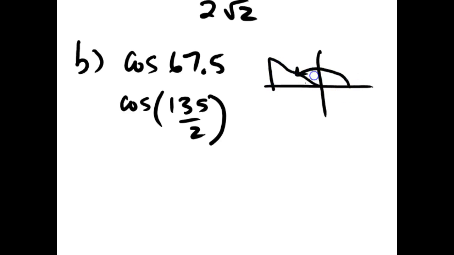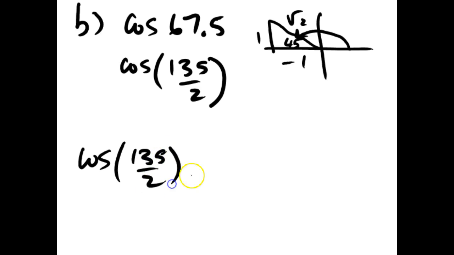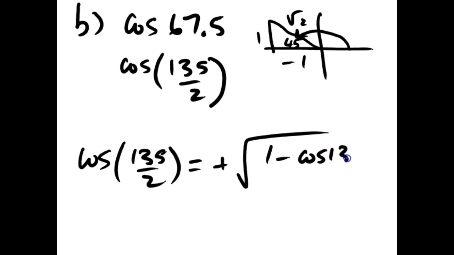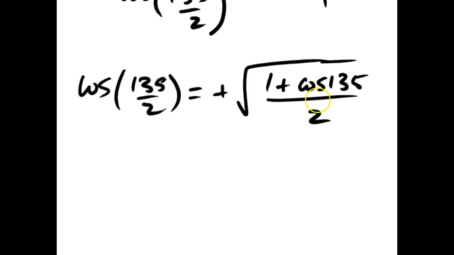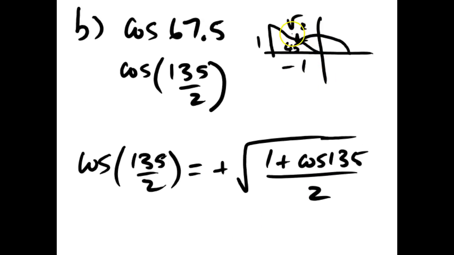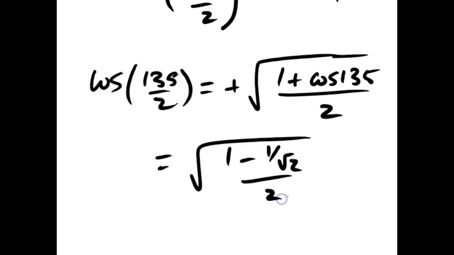That's 135 with a reference triangle of 45, which is negative 1, 1, and root 2. So if I look at our rule for cosine 135 over 2, the rule is plus 1 minus cosine 135 all over 2. Sorry, it's a plus because it's cosine. Now, cosine 135 is adjacent over hypotenuse. So this becomes 1 minus 1 root 2 all over 2.